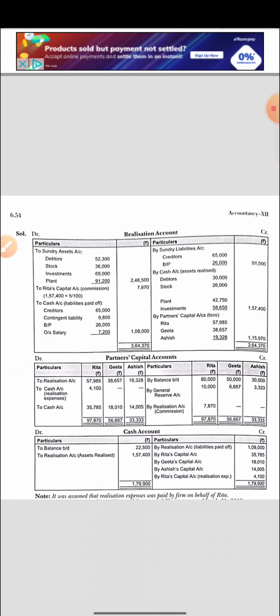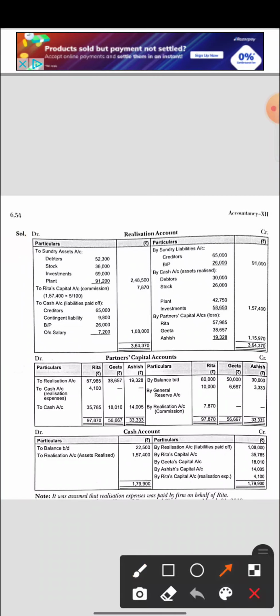Okay, so if you remember, all the debtors, the stock, the plant, the investment, see, all of them now have been sold and the total comes to 1,57,000. Now from 1,57,000, Rita will get 5%. Who gave us the 5%? The question. Okay, the question.